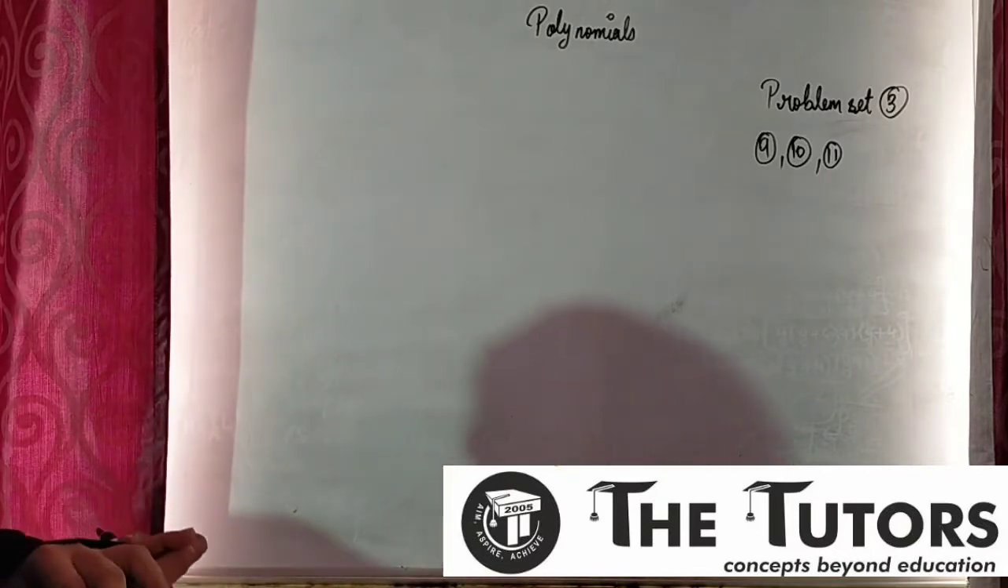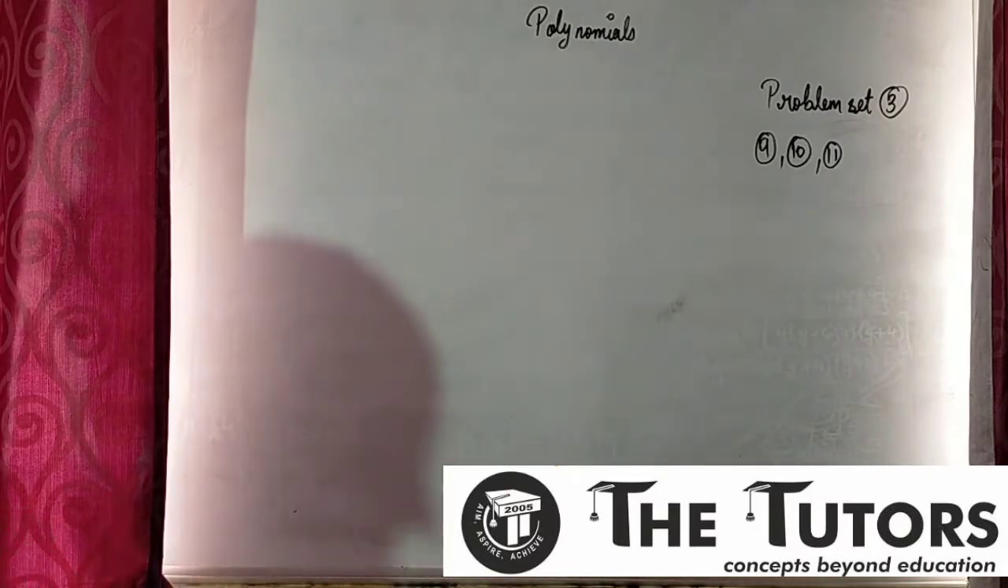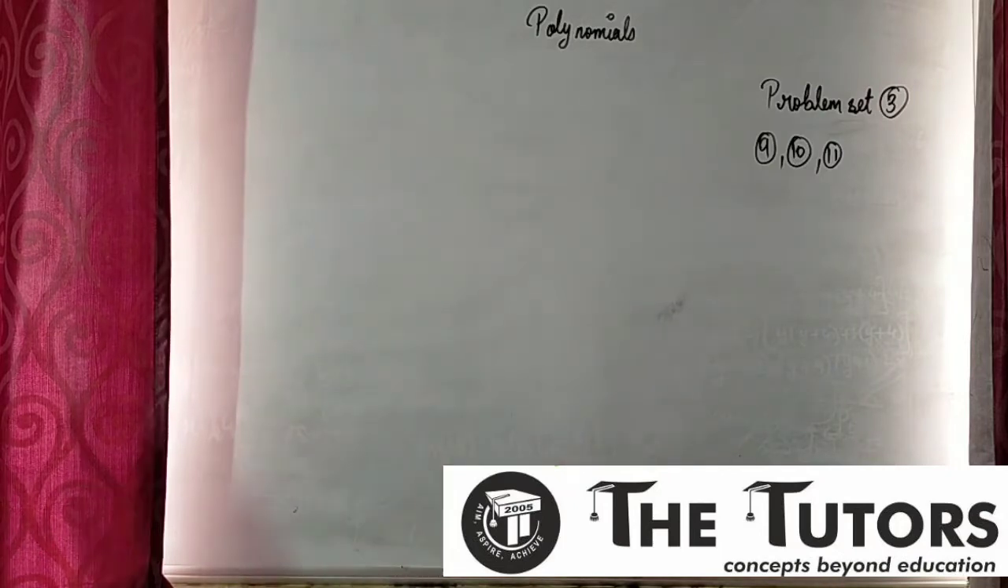Polynomials, right side, problem set 3, question number 9, question number 10, and question number 11. Question number 9 is of synthetic division, 10 is of factor theorem, and 11 is a bit tricky question, which is easy. I'll make it easy for you. I'll try to make it as simple as possible.